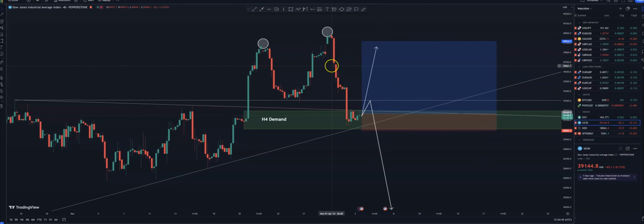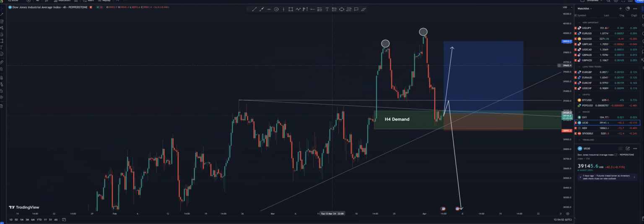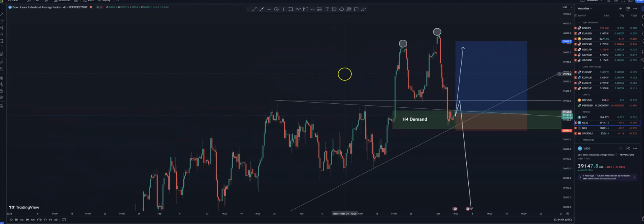So this is a very, very simple price action setup. Everything is purely based on the H4 time frame. I've not really done so much anywhere else, and it looks pretty simple to me.